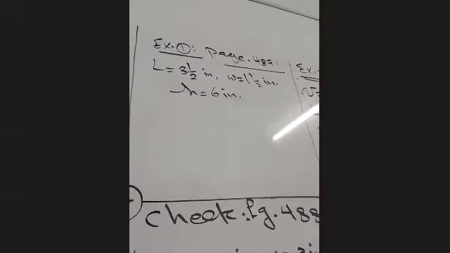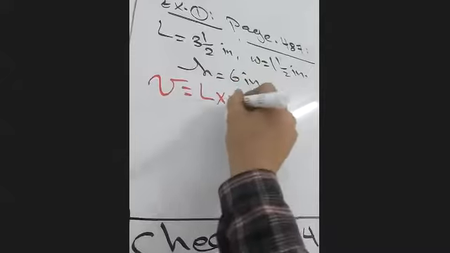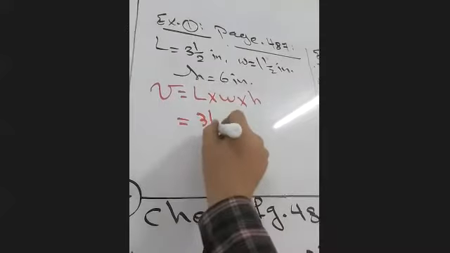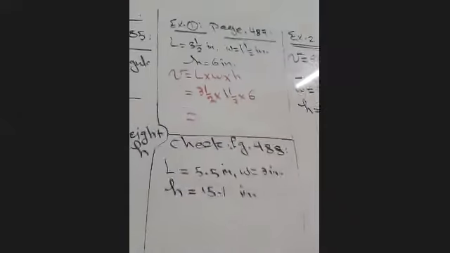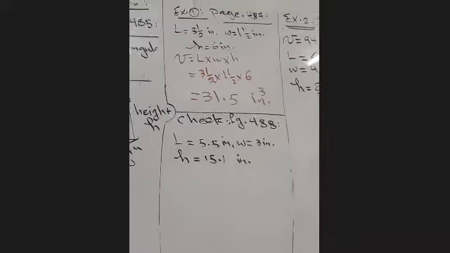How do we find the volume now? V equals length multiply width multiply height. Good. So we start with the formula always. The next step, we replace the length, the width, and the height. 3.5 multiply the width 1.5 multiply the height 6. Multiply these numbers. The answer will be 31.5 cubic inches. Yesterday we said that the volume has cubic inches. This is example 1, page 487.